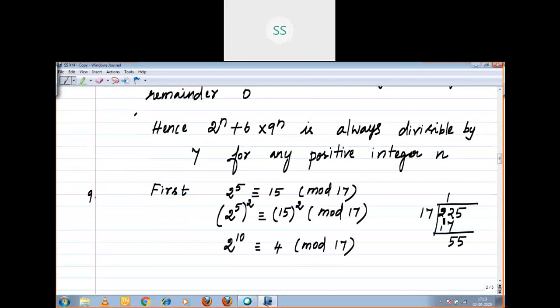17 times 13 is 221, so the remainder is 4, right? That I wrote here. Now, 2 to the power 10, the whole power 4, equals 4 power 4 modulo 17. I need 2 power 81. For that purpose, I am doing this process. Right?